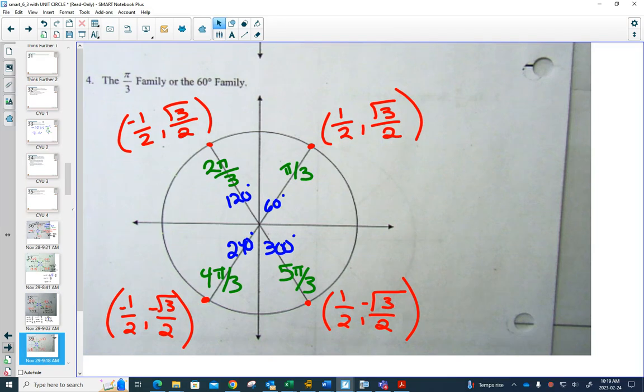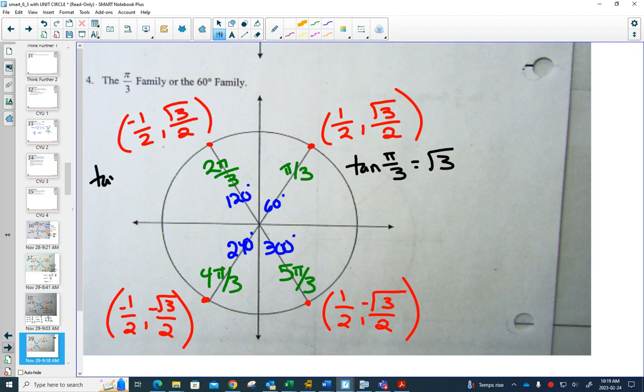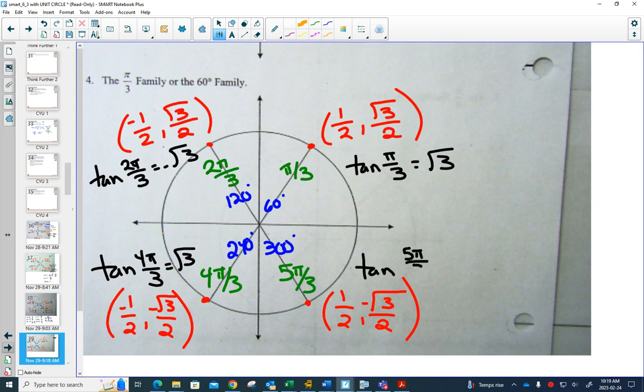And then finally, you can look at your special triangle, and we can also write out tan of pi over 3 is root 3. Tan of 2 pi over 3, negative root 3. Tan of 4 pi over 3, positive root 3, and tan of 5 pi over 3 to be negative root 3.